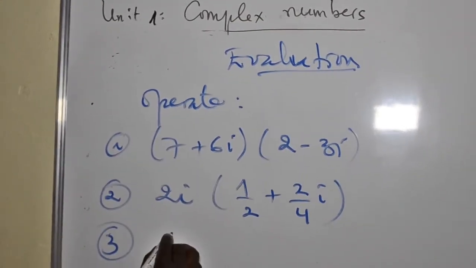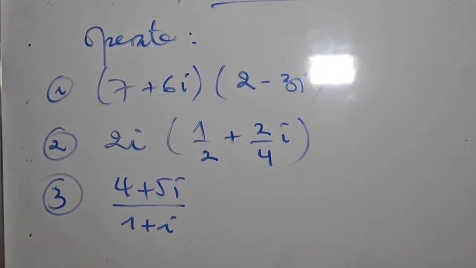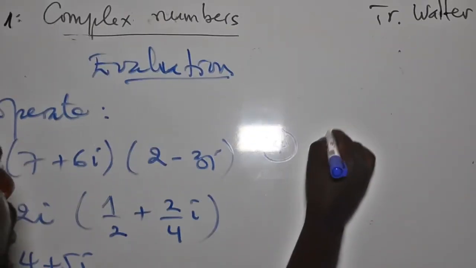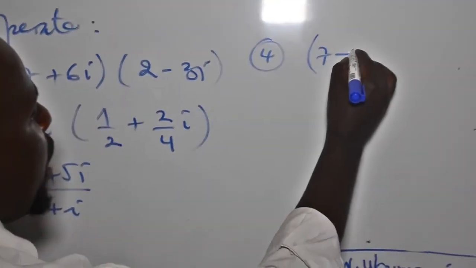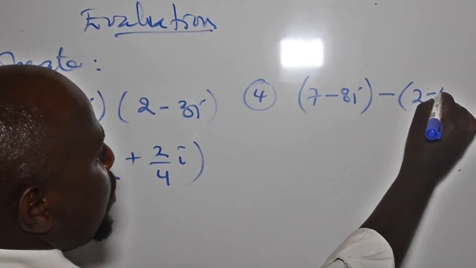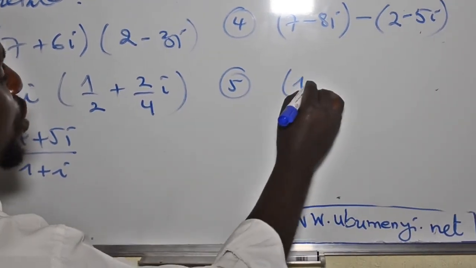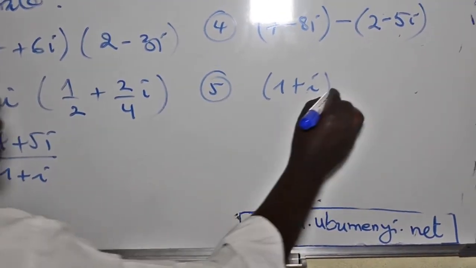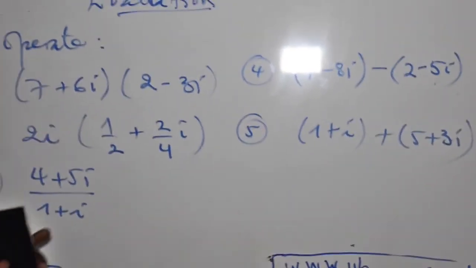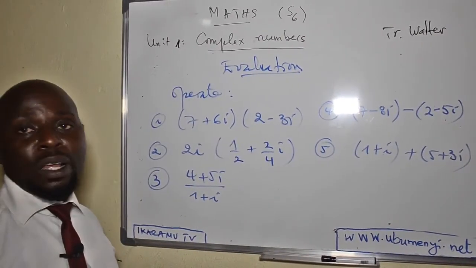you will just work on this. It is 4 plus 5i divided by 1 plus i. And number 4, lastly, you will do this. It is 7 minus 8i minus 2 minus 5i. Lastly, number 5 is about addition. It's 1 plus i plus 5 plus 3i. Students, you will try this exercise to evaluate your work and how you will be successful.